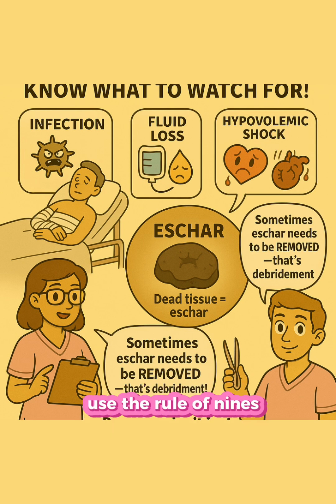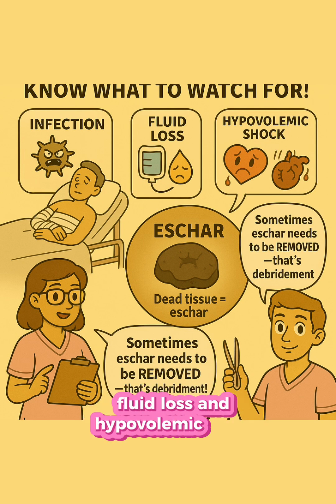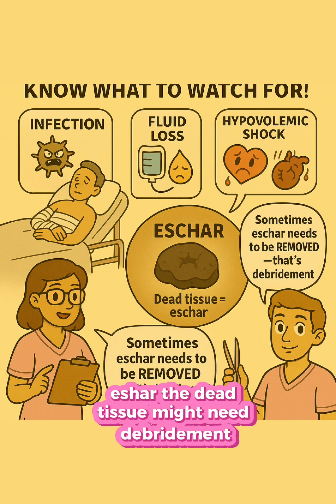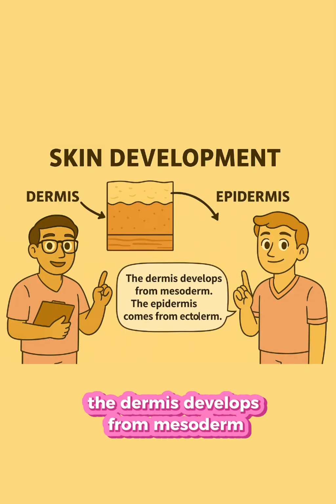Use the rule of nines to estimate that. Complications include infection, fluid loss, and hypovolemic shock. Eschar, the dead tissue, might need debridement. The dermis develops from mesoderm. The epidermis comes from ectoderm.